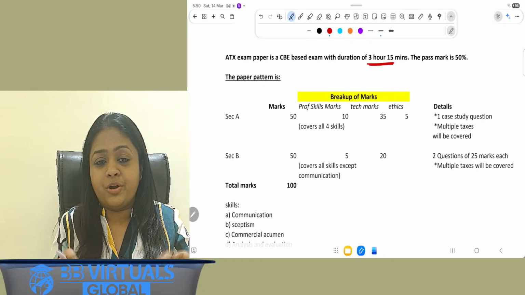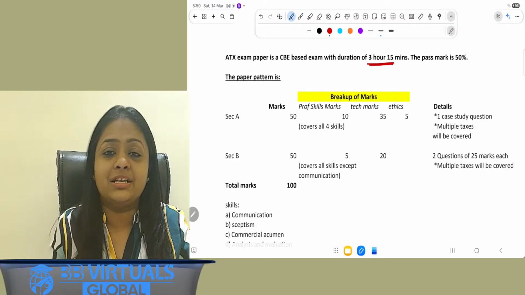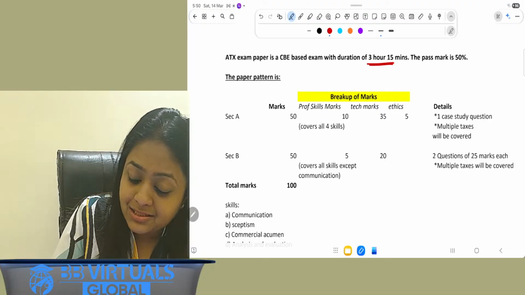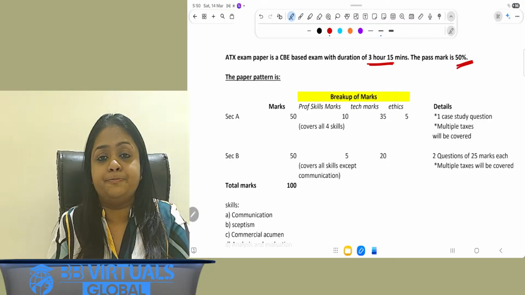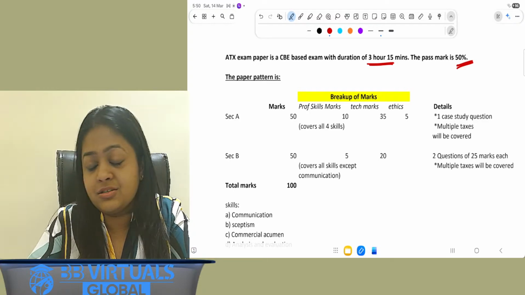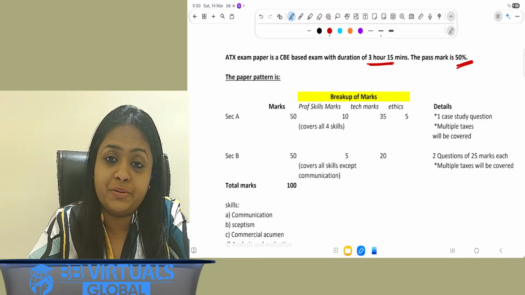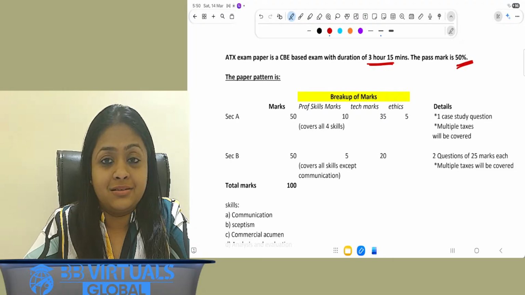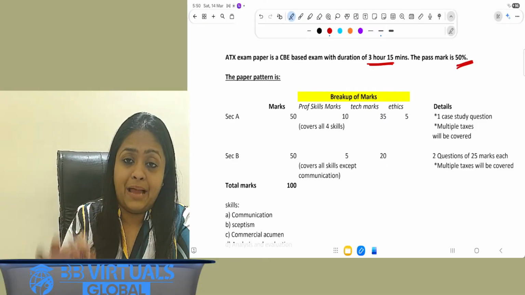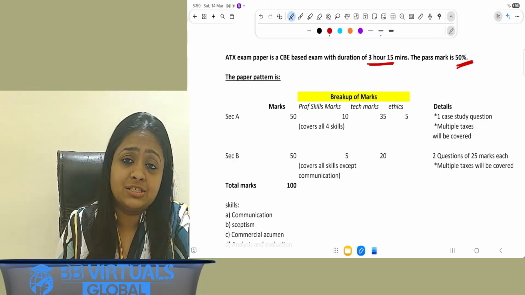So, it's an add-on point. You get 15 minutes extra in your strategic level papers. So, you'll get 3 hours 15 minutes. Passing marks is 50%, not more and not less than this. So you have to get 50% to pass the exam, and this is something that can easily be achieved with a consistent strategy plan and consistent approach.